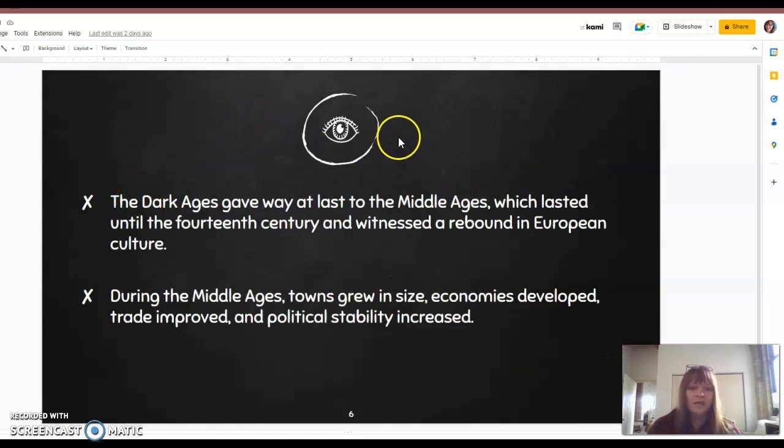The Dark Ages gave way to the Middle Ages, which lasted until the 14th century, and then we see a rebound in European culture. During the Middle Ages, towns grew in size, economies developed, trade improved, political stability increased. I believe even the average life expectancy increased.